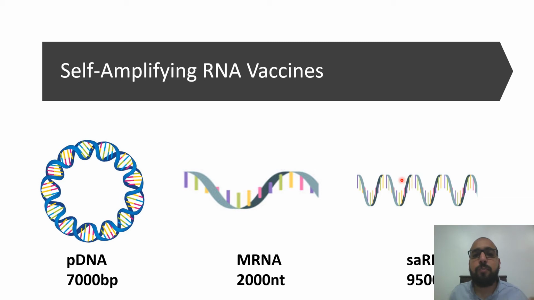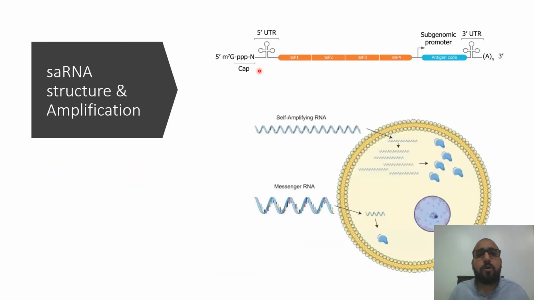However, if we compare it to plasmid DNA, it doesn't require penetration into the nucleus, so it only has to cross one membrane, which makes it a little bit easier to deliver, and there is also no risk of integration into the host genome. So here is the typical structure of self-amplifying RNA.